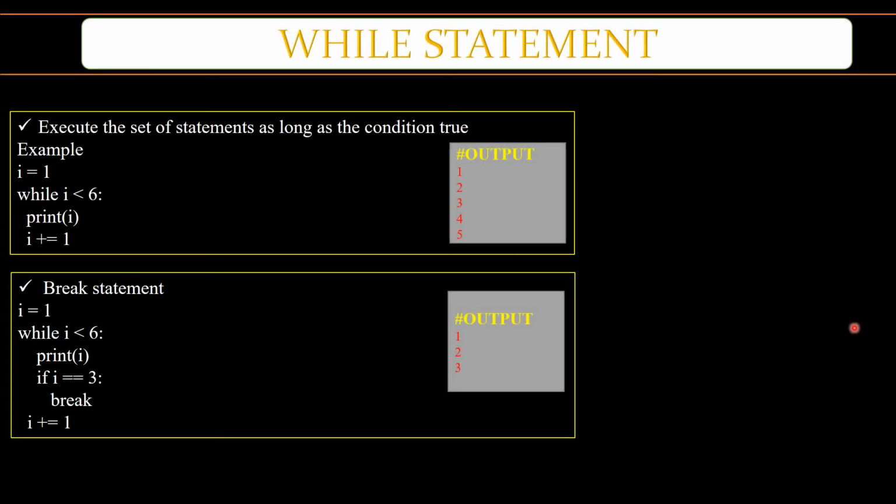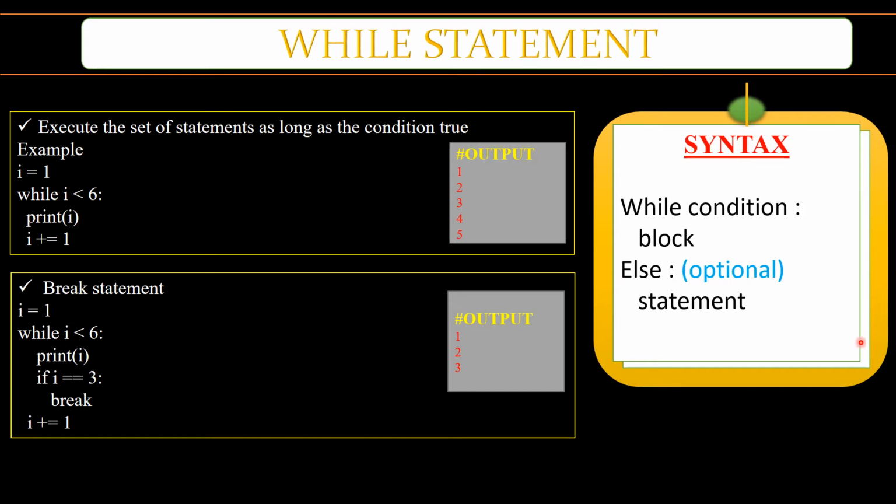Going to see about the while statement. The while statement will execute a set of statements as long as the condition is true. Suppose we have a piece of code and want to repeat it n number of times. The conditional statement tells the interpreter when the loop will halt. Now let us see the syntax: while condition colon, then block of statements, and the else part is optional.